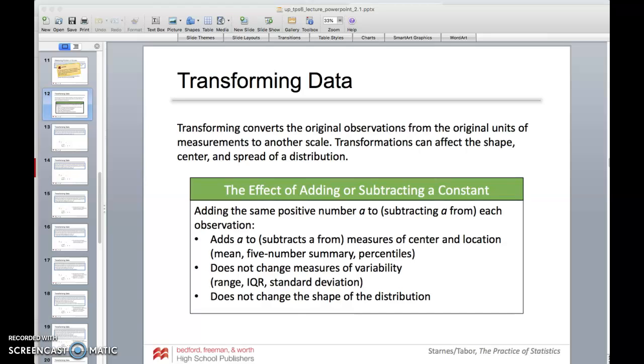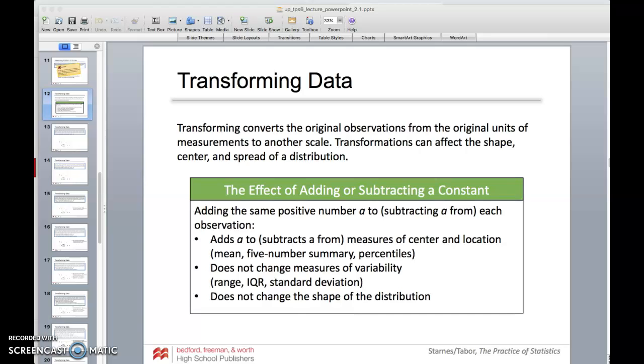All right, we're back here in section 2.1, the second part, and we're going to be talking about transforming data. Let's first talk about adding, which, adding, subtracting, is the same thing, right? Because you could add negative numbers. When you take a distribution and add a number, let's say a, or subtract it, the measures of center and location, so your mean, five number summary, percentiles, are all going to change by that amount, but it's not going to change the measures of variability like range, interquartile range, or standard deviation.